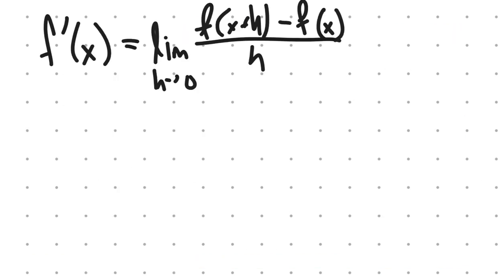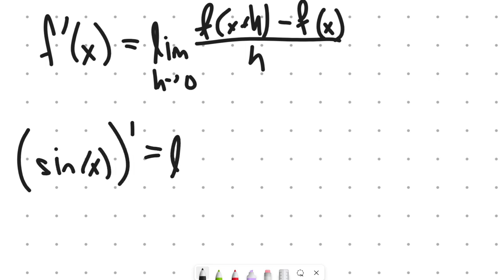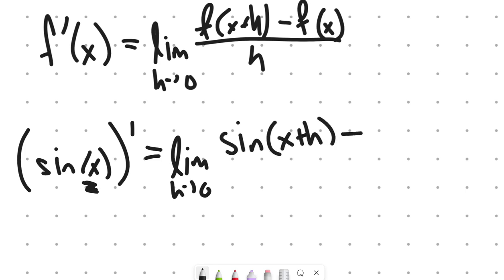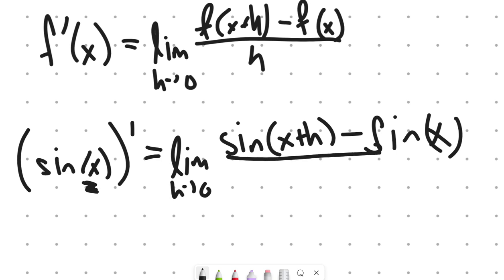The limit definition of a function f of x is given by f prime of x is equal to the limit as h approaches 0 of f of x plus h minus f of x all over h. Now what we're going to do is take the limit for sine. So we'll just take sine of x and we'll prime it. So it's just the same thing as the limit as h approaches 0, and we just put the input as x plus h. So we'll just have sine of x plus h minus sine of x all over h.